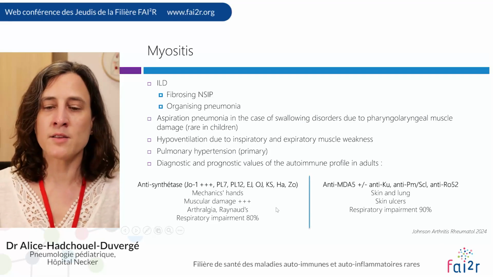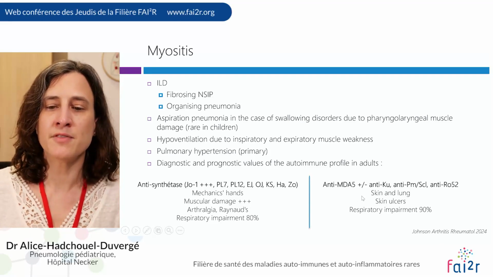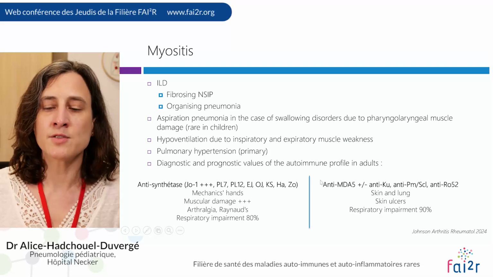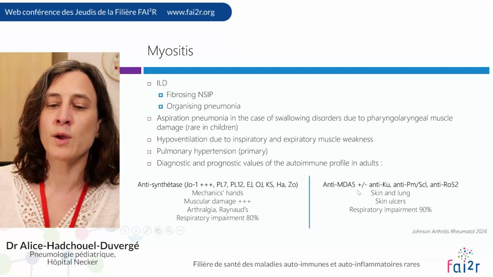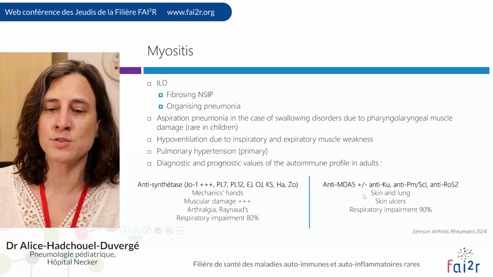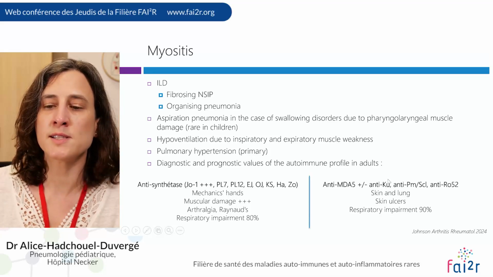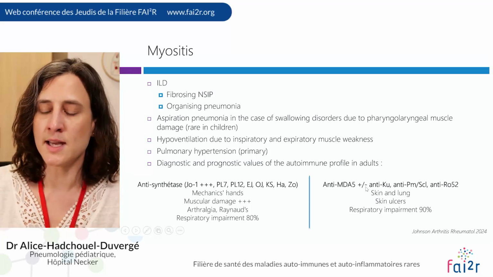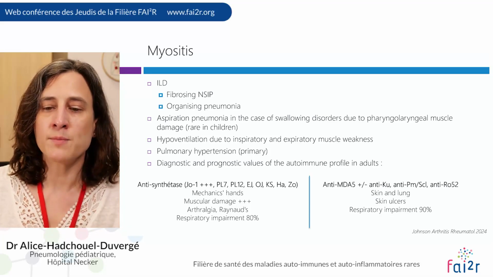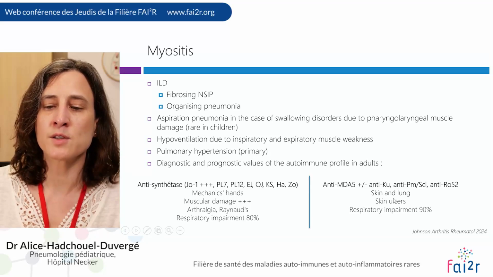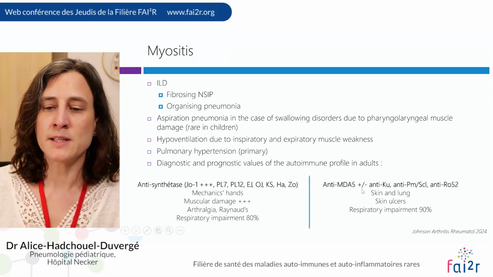And on the other hand, the positivity of anti-MDA5 autoantibodies is associated with a severe and usually rapidly progressive interstitial lung disease in adults. And to a lesser extent, anti-KU, anti-PM-Scl, and anti-Ro52 are also associated with a high frequency of interstitial lung disease. In these settings, the phenotype mainly concerns the skin and the lung with skin ulcers, and the respiratory impairment concerns up to 90% of the patients, depending on the series.